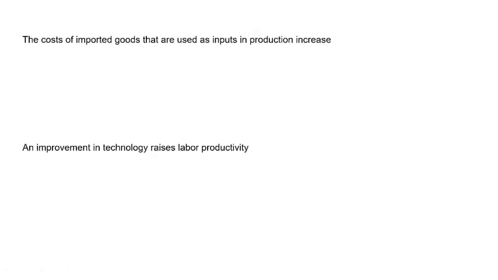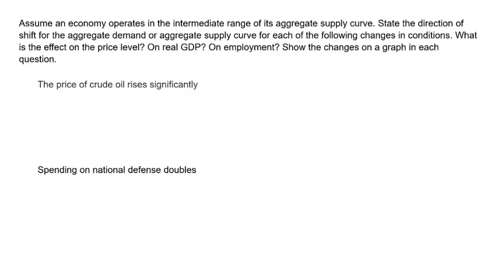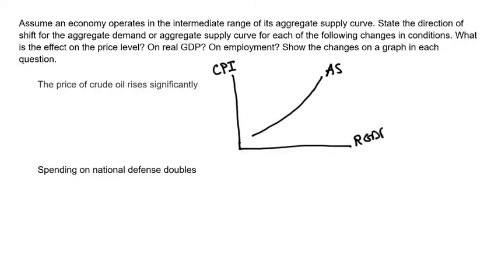That means we have the upward sloping aggregate supply. That is the intermediate range of the aggregate supply curve. Let's always put what we have on each axis. We have the CPI and real GDP. And then what happens if the price of crude oil rises significantly? Let's also add our aggregate demand.